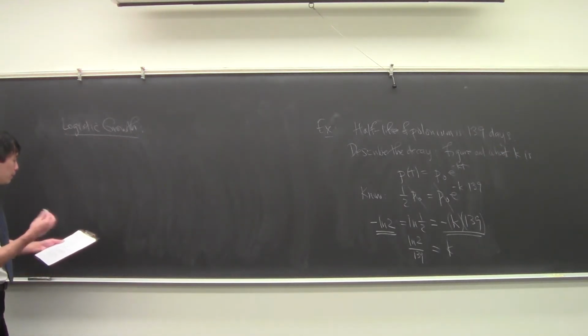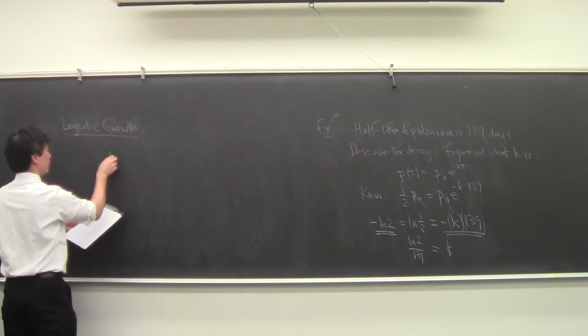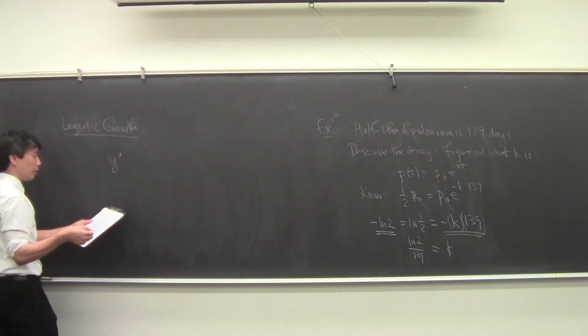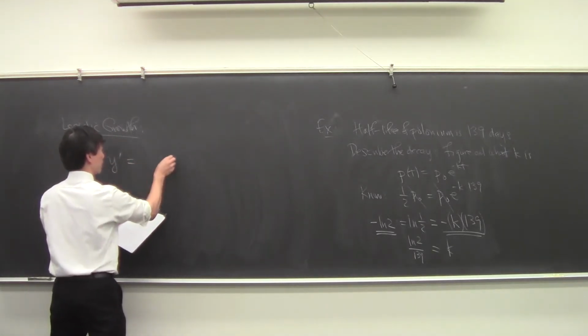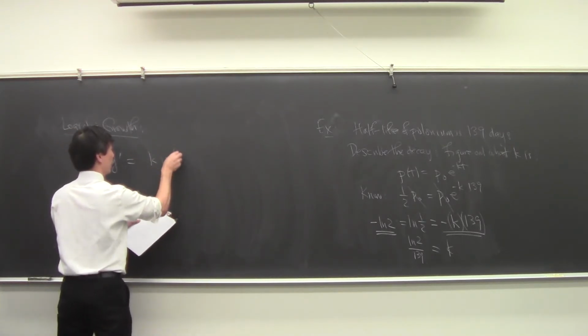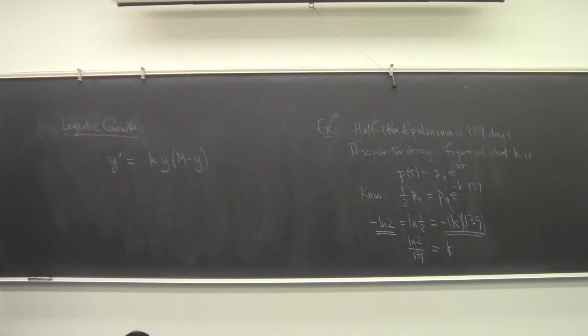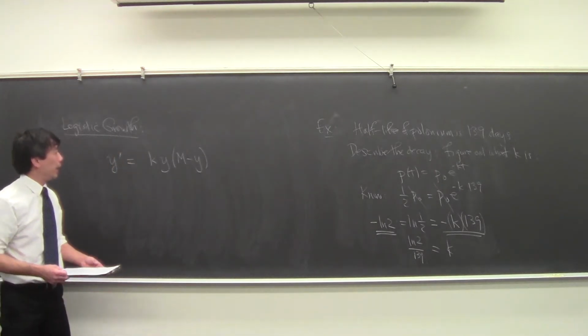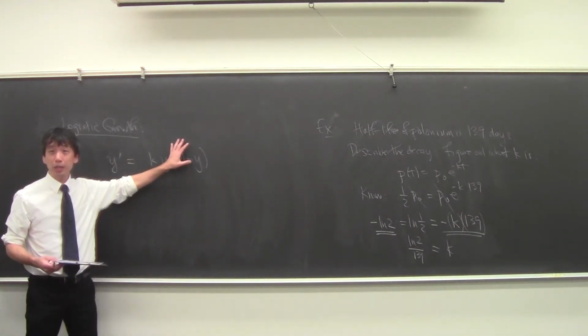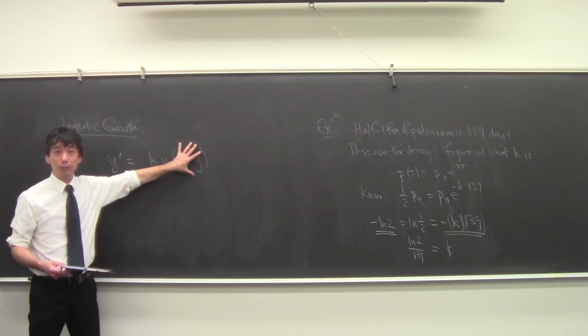Okay, so the logistic growth model starts like this. You say that you're modeling something, and the rate of change equals some constant k times y times (m minus y). Okay. And so this is sort of a modification of the exponential growth model. Right? Without this term, it looks like the exponential growth model, right?